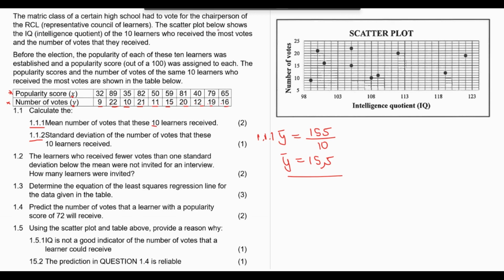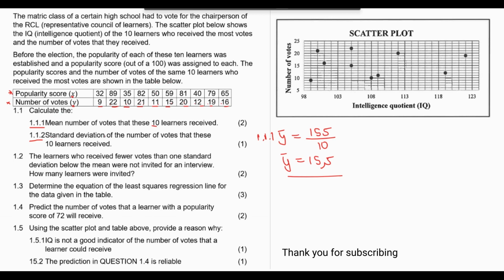The scatter plot below shows the IQ of the 10 learners who received the most votes and the number of votes that they received. Before the election, the popularity of each of these 10 learners was established, and a popularity score out of 100 was assigned to each. The popularity scores and the number of votes of the same 10 learners who received the most votes are shown in the table below.